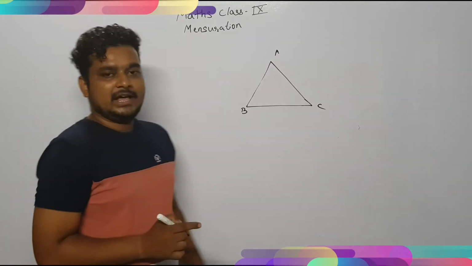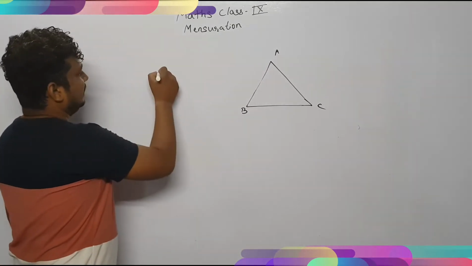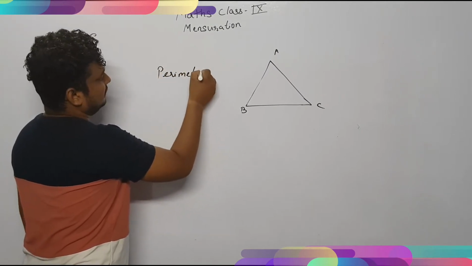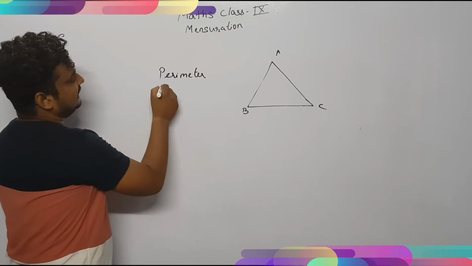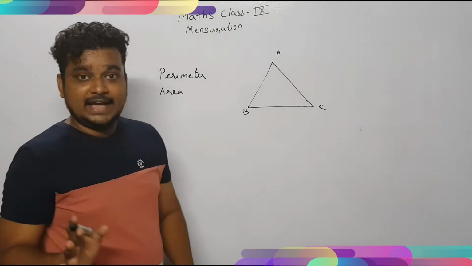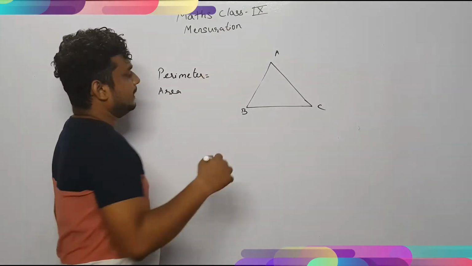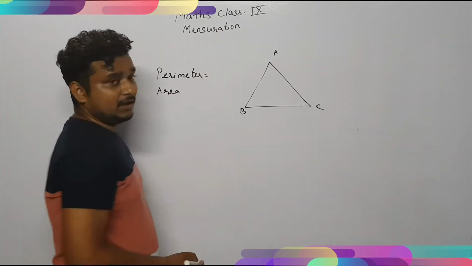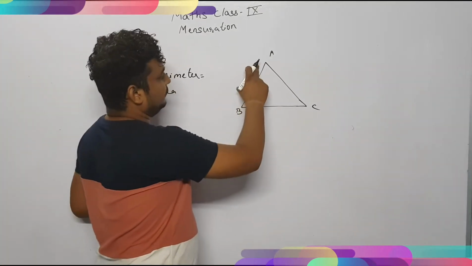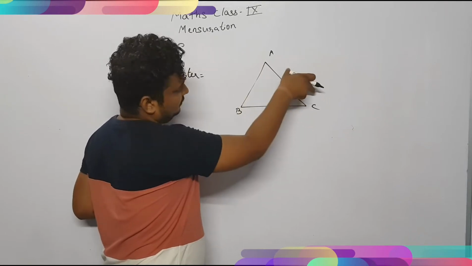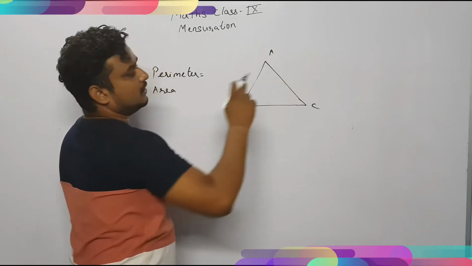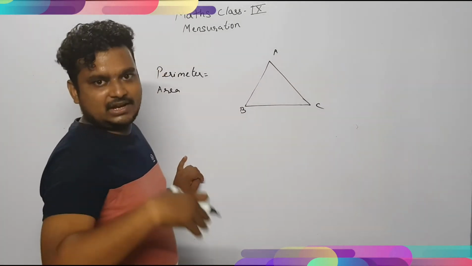So in a triangle we have two things. What are the two things? The first thing is perimeter, and the second thing is area. What is perimeter over here? Perimeter is the total length of the boundary. What is the boundary? The length of AB, the length of BC plus the length of AC. So the total length of the boundary is always the perimeter, whether it is a triangle, rectangle, or anything.